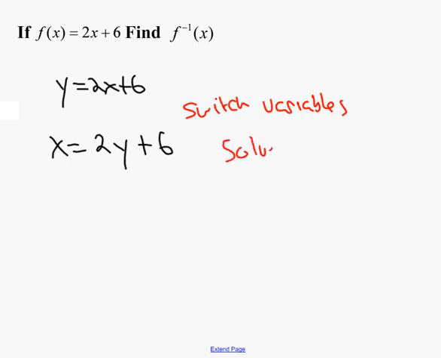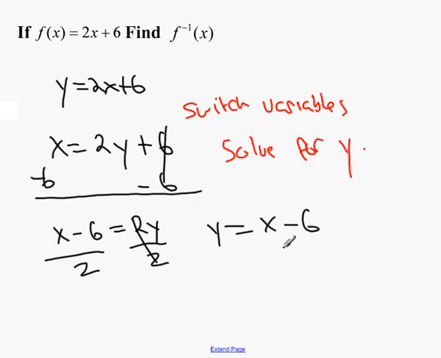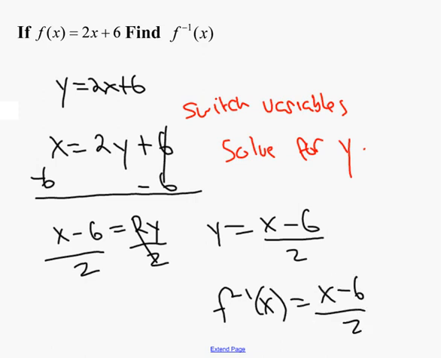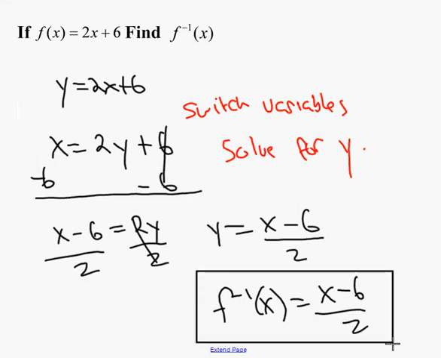And then you solve for y. This one's going to require more steps to solve for y. So minus 6, we get x minus 6 equals 2y. Divide both sides by 2. So we're solving for y. We get y equals x minus 6 divided by 2. So the inverse of f of x is x minus 6 over 2. That is our final answer.